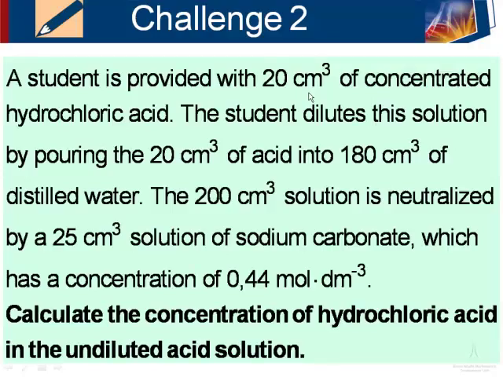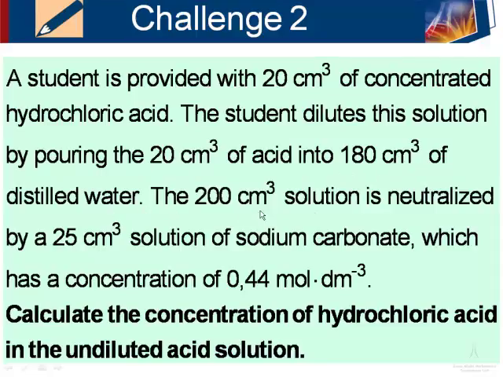Here's a second challenge for you, this one dealing with acid-base calculations. Here's the question. A student is provided with 20 cubic centimeters of concentrated hydrochloric acid. The student then dilutes this solution by pouring the 20 cubic centimeters of acid into 180 cubic centimeters of distilled water.